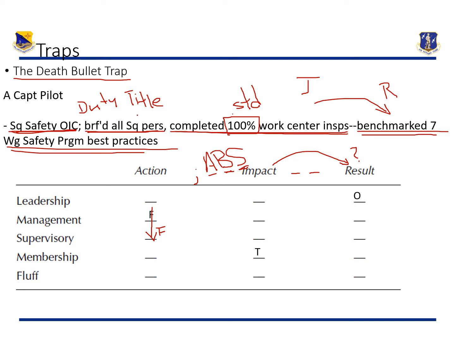So again, it's also the expectation, it's the standard that is set upon him. It's not like he's exceeding the standard or anything like that. So it falls short at the tactical level, in my opinion, even though his duty title is that of a safety OIC and he is a captain, it's still a membership level impact. The result looked amazing. It's clearly leadership and it's clearly an operational impact.